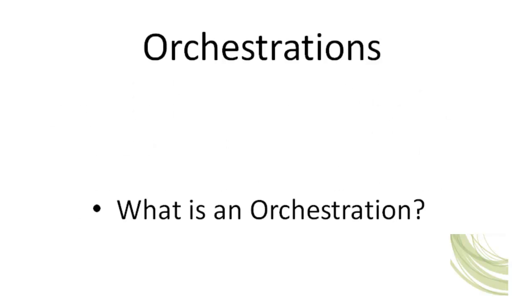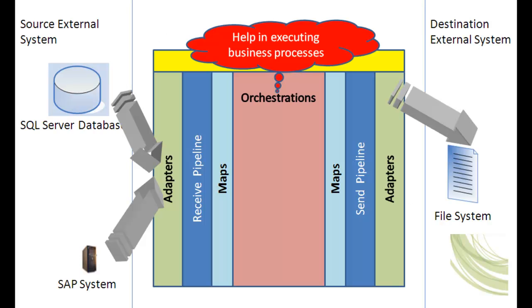Now we move on to the next component, orchestrations. What is an orchestration? Orchestrations are the ones which help in executing business processes. Recap. Adapters help in polling the data from the source external system. This data gets transformed into XML format within a pipeline. Maps help in performing some operations on this incoming data such as string operations or calculations, etc. After that come the orchestrations. Within an orchestration, we implement the condition-based scenarios.